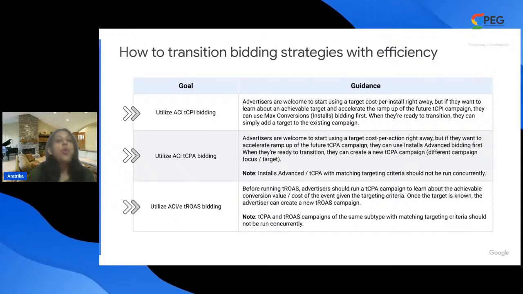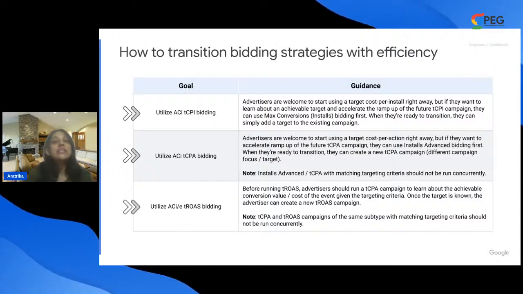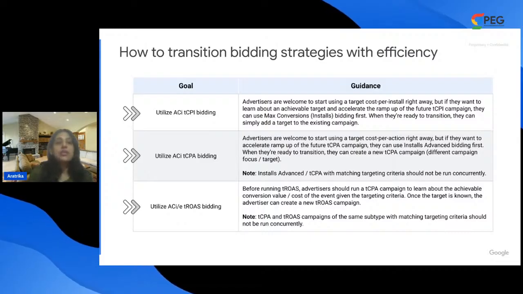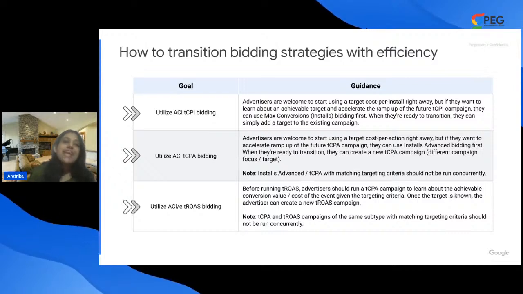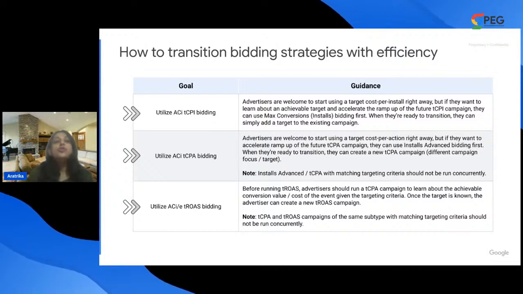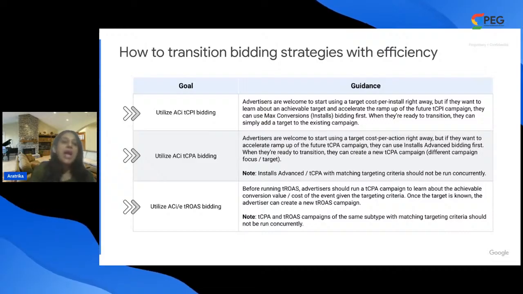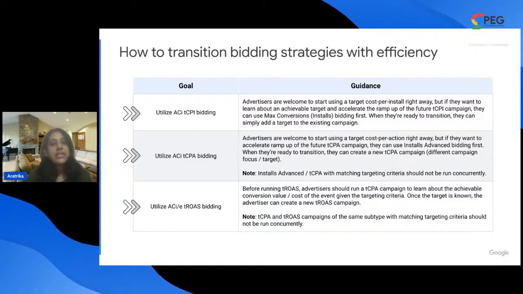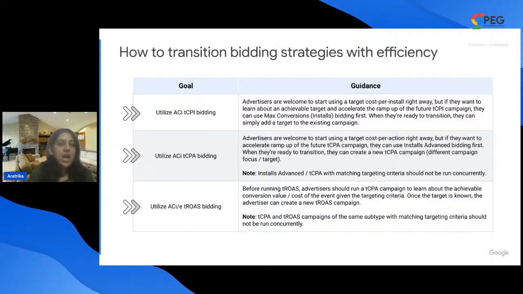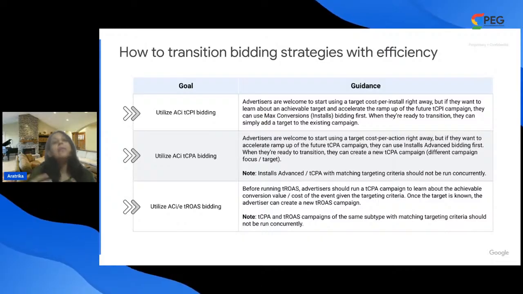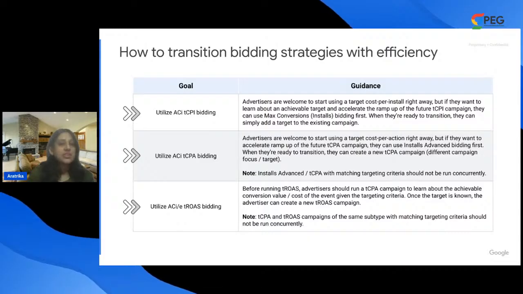Now, when you want to utilize the TCPA bidding strategy, the recommendation is to use installs advanced, because installs advanced, as I mentioned in the earlier slide as well, is a bidding strategy that will focus both on installs and also in-app actions. So when you start using installs advanced, what happens is that with the in-app actions, you will get a better understanding of what is the right kind of target cost per action. And then when you assign the right kind of target per action, you will get much better results for in-app events or engagement.